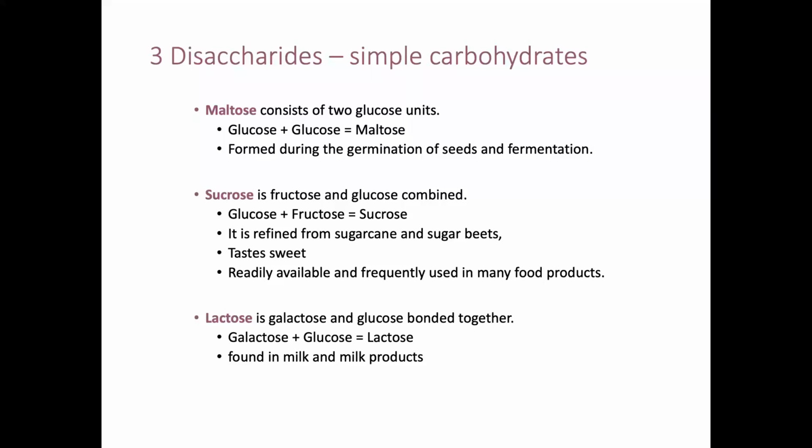Sucrose is fructose and glucose combined. It is table sugar, so it is refined from sugar cane and sugar beets, very sweet. And remember, this is what is going to be used in high fructose corn syrup. It is readily available, and it is frequently used in many processed food products.